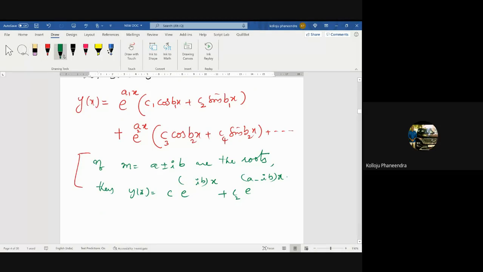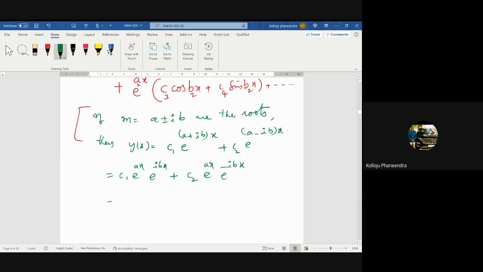Okay, this is a plus ib into x, a minus ib into x. Then if I simplify this, see, c1 into the real part e power ax and the imaginary one e power ibx, and this is c2 e power ax and the imaginary one is minus ibx. Then the real part is common, c1 into e power ibx is nothing but cos bx plus i sin bx, plus c2 into e power minus i theta, cos bx minus i sin bx, right?